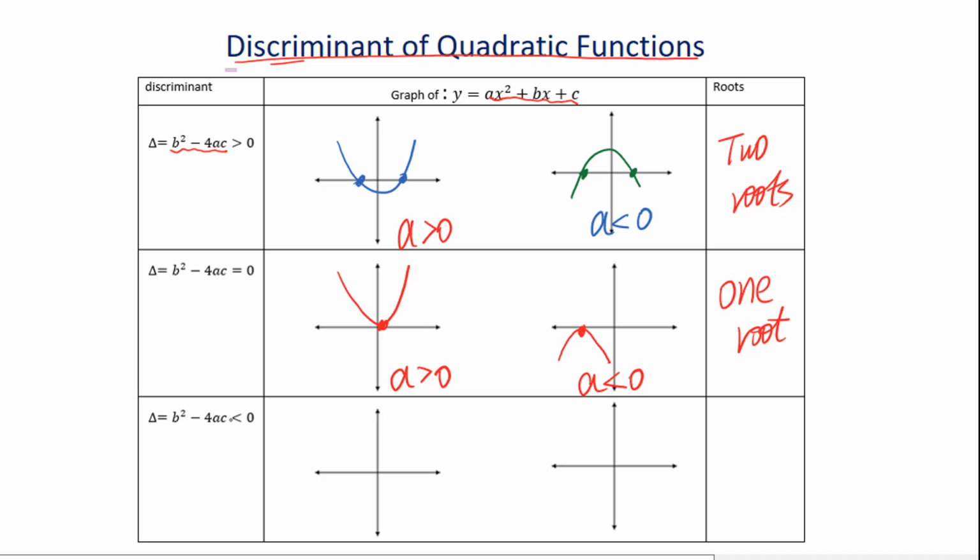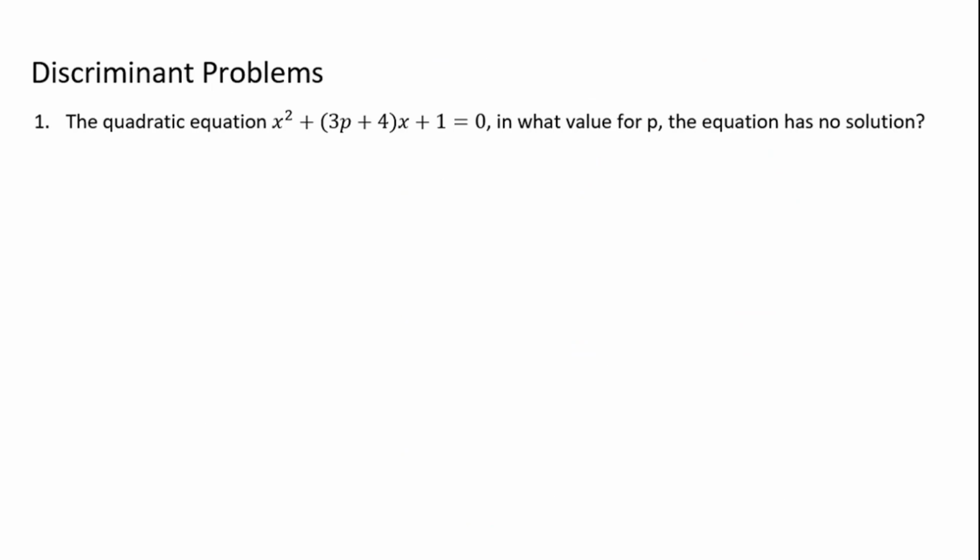When b squared minus 4ac is less than 0, for a greater than 0, the graph opens up. It will be like this, no x-intercept. When a is less than 0, the graph looks like this. It won't touch the x-axis. So we say this has no real root. It will have a complex root. Let's look at some examples about discriminant problems.